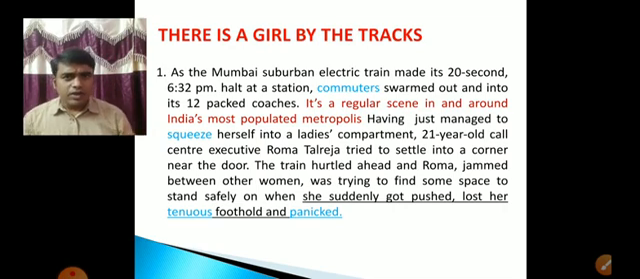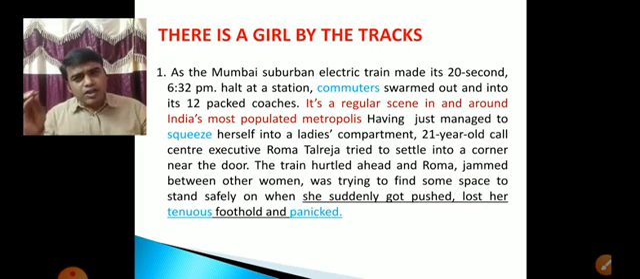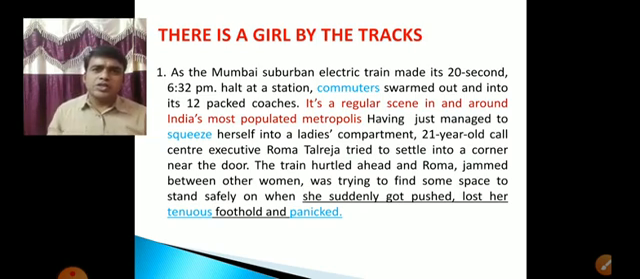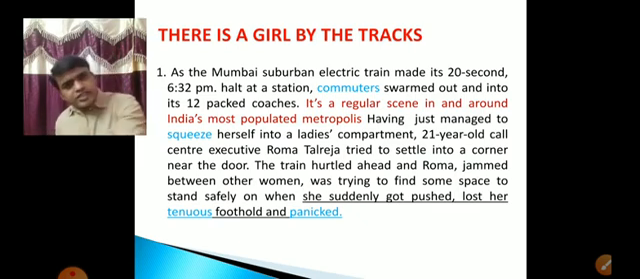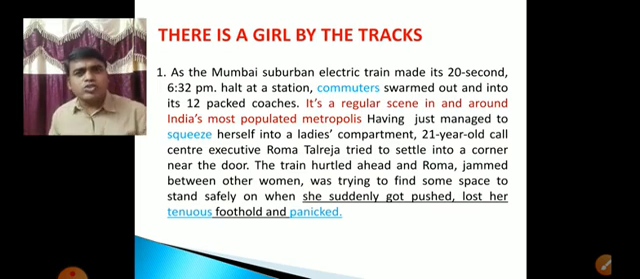So, have you got an idea? The train came to its compartment, and when it stopped there, who are the people here? Commuters. They swarmed out into its 12 packed coaches. Packed coaches in the sense they are already fully loaded. Loaded in the sense there was no space to get into the compartment or the coaches. In that situation, the people are trying to get inside by force, children.